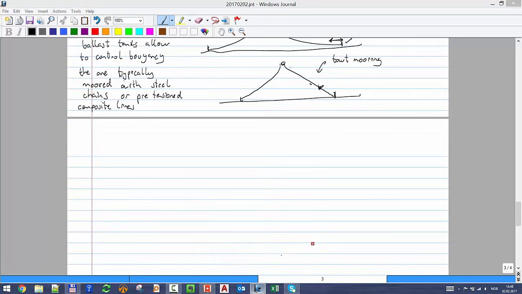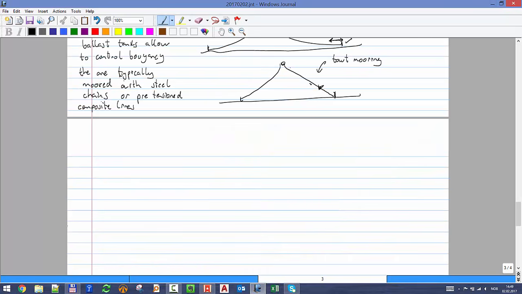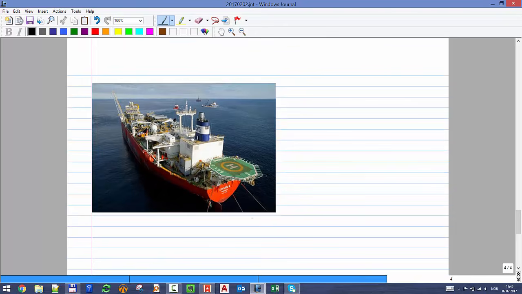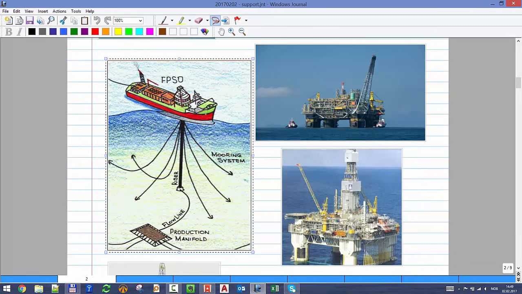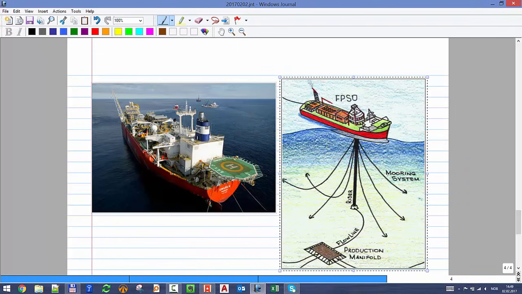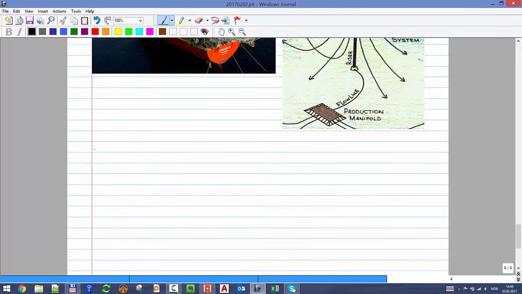So let's put some life into our slides. That's an FPSO, just a boat, just a ship. And here you can see the mooring lines. Then I think we have some sketch. So that's called FPSO, or we also call it ship FPSO. Then we have the Sevan type FPSO.